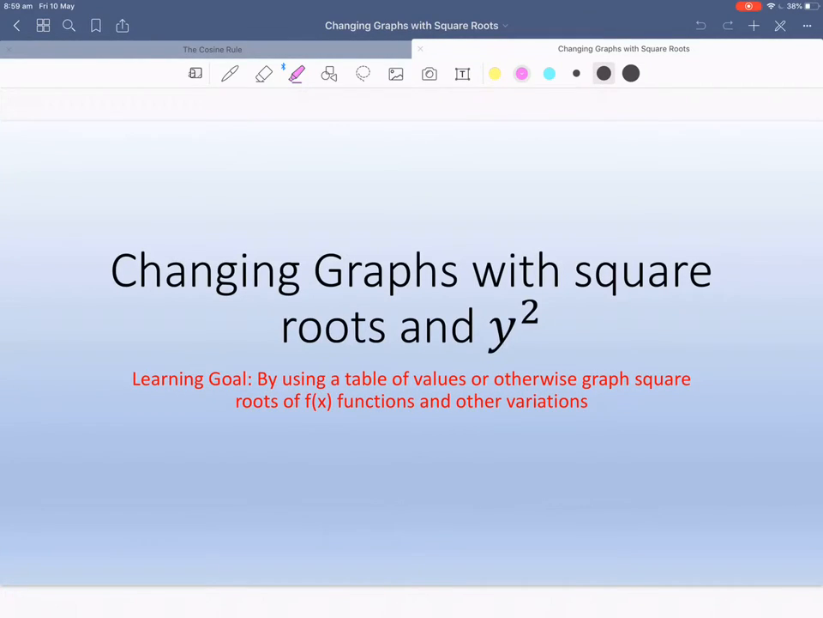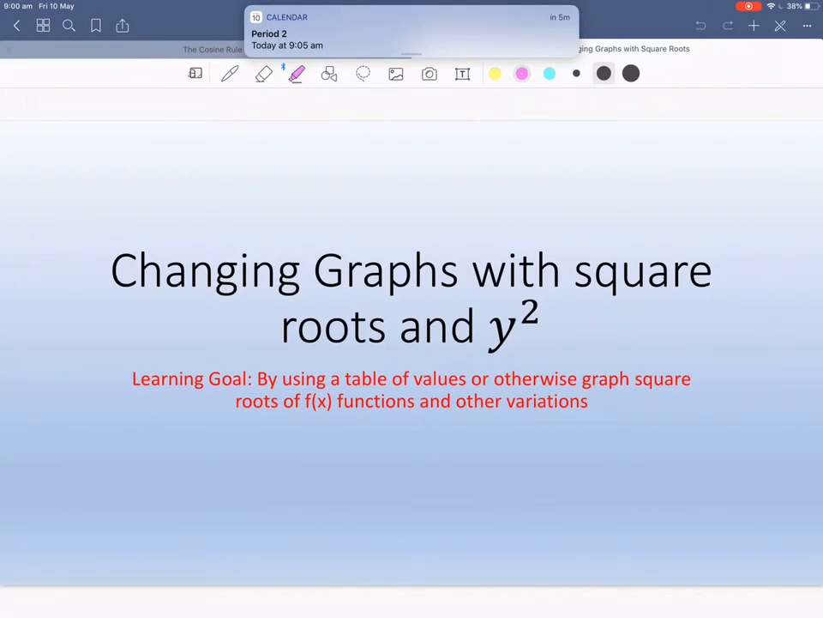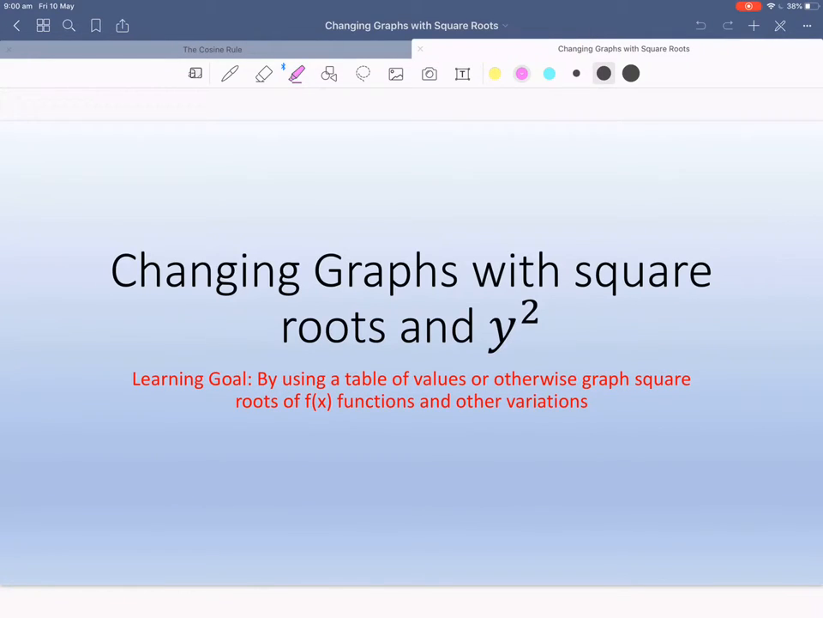This lesson is very similar to the last lesson about absolute values. But all we're doing is seeing what happens to the graph or the function when we square root it or we use y squared here, okay? And so we'll be using a table of values or otherwise to find the square roots of f of x and other variations, so that will be the y squared.